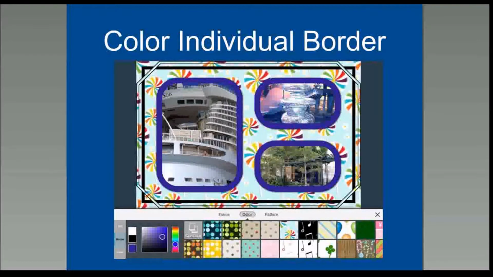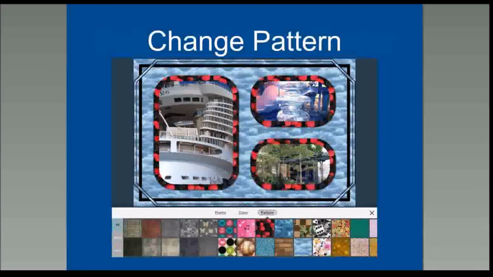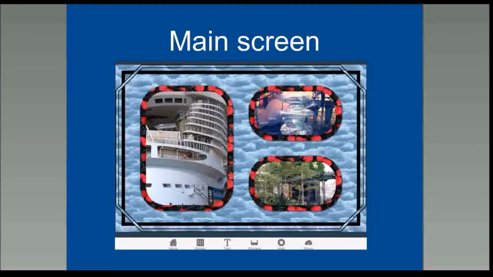Now here, we're going to work on the border around the individual photo. So first you can either change the color or you can change the pattern. Okay, I think we did enough with borders. I kind of changed this around because I like these patterns a little better.